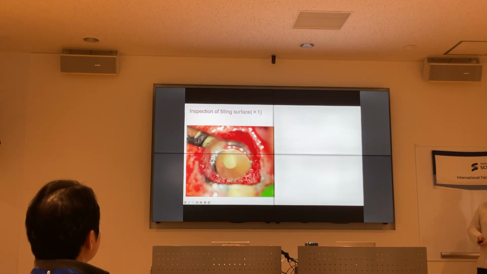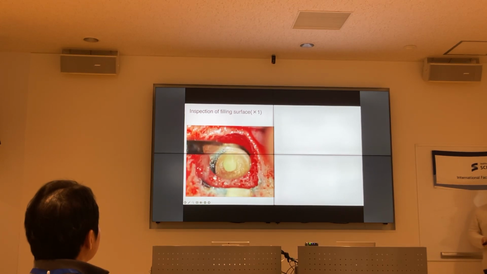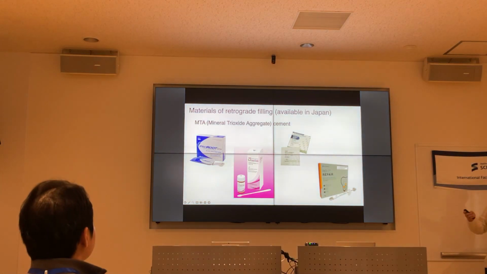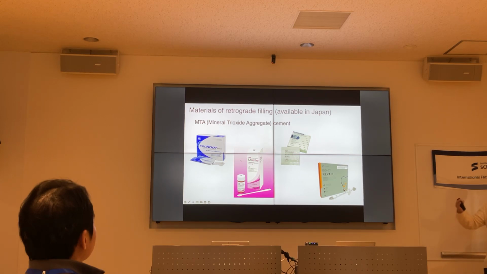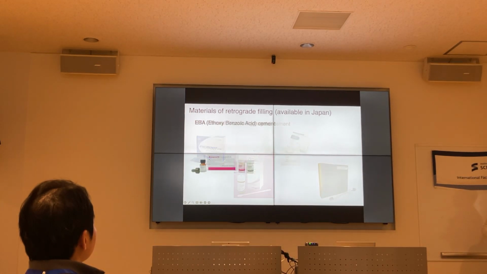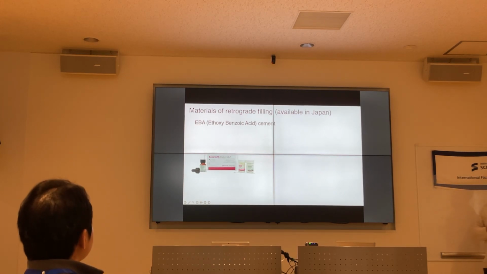This movie is after retrograde filling. The filling condition is very good. This is just after surgery, before suturing. In Japan, MTA cement is not allowed to be used with insurance. So when we use MTA cement for this surgery, we have to do it without insurance. So the second choice is EBA cement. This cement is available with insurance.